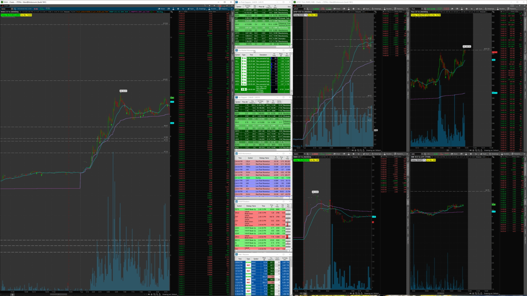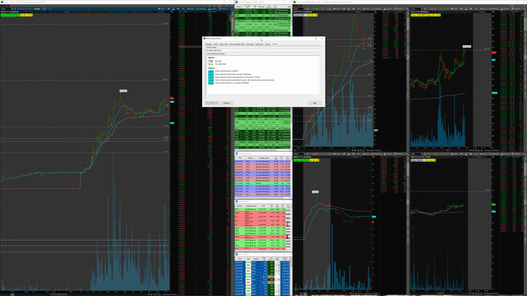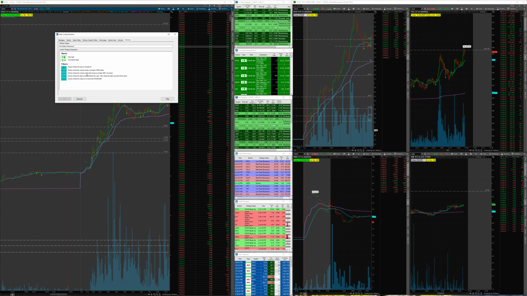The scanner I use when looking for this setup is going to be the pre-market momentum scanner that I have right here using Trade Ideas. We can look at the settings I use for it on the summary. Stocks where the price is at least $1. Stock where the volume today is at least 2,000 shares. Stocks where the volume in the last minute is at least 300% of normal. So what this scanner basically does is it lets me know when we have a low float stock that has a volume spike that makes new pre-market highs. Okay, so that's what's going on there.